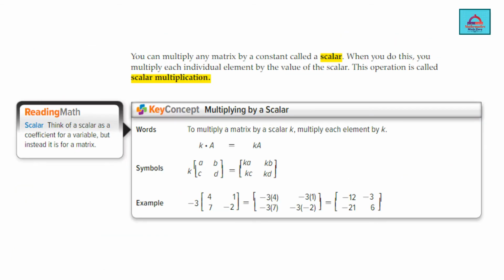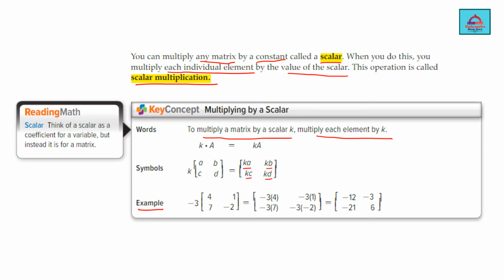Let's now move on to simple scalar multiplication. Here each element of the matrix will be multiplied with that scalar. So if you have any constant, any number which the matrix is being multiplied to, you multiply each individual element by the value of the scalar. This operation is called scalar multiplication. So for example, you have a matrix A, B, C, D, and you try to multiply with the constant K. The rule says you multiply each element inside that matrix with that K. So this K goes and gets multiplied to each element.